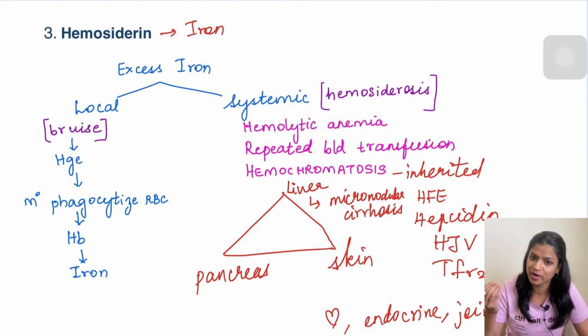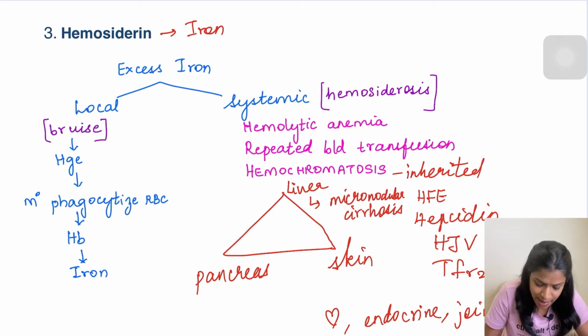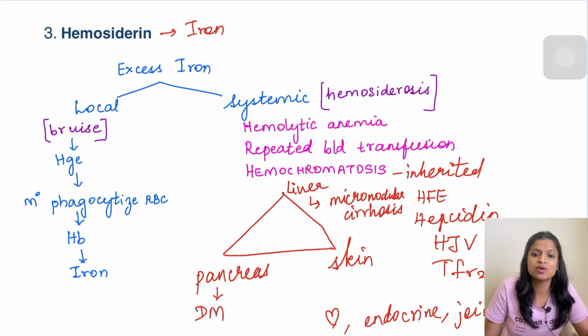Like we spoke about Fenton's reaction, right? So iron is directly toxic to the cell and causes free radical injury, and it can result in micronodular cirrhosis in the liver. In the pancreas, again, it can affect the pancreatic cells, and here it can result in diabetes mellitus because the islets of Langerhans can be affected. So insulin production will be decreased, and that will result in diabetes mellitus.